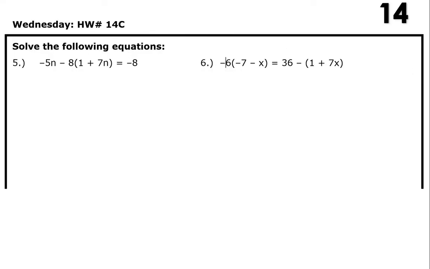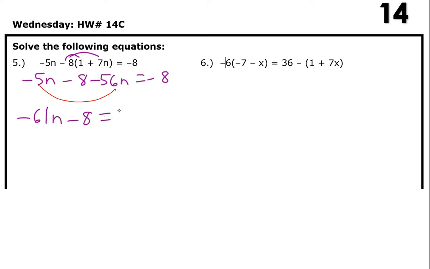All right, let's turn the paper over and solve some equations. We're going to distribute, right? -8 times 1 is -8, and -8 times 7n is -56n. Don't forget, when two variables are on the same side, you combine like terms. You do not use an opposite operation. So this would give me -61n. The -8 comes down, the equal sign comes down, and the -8 answer comes down.